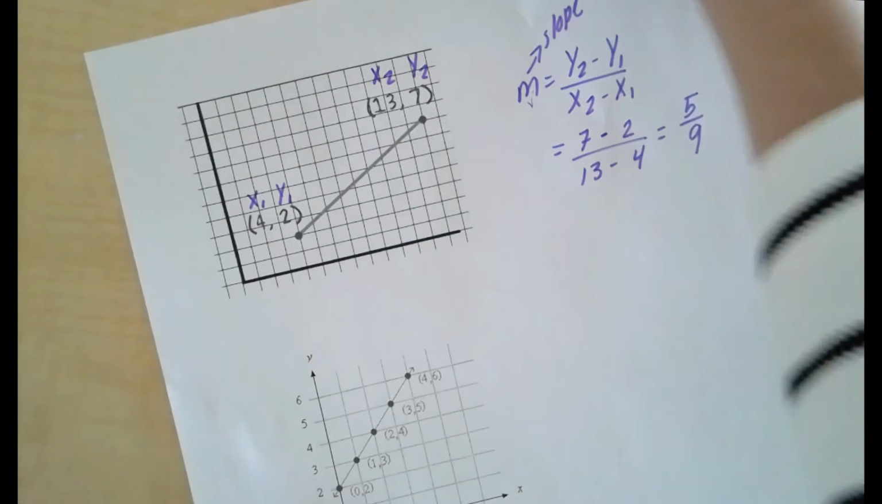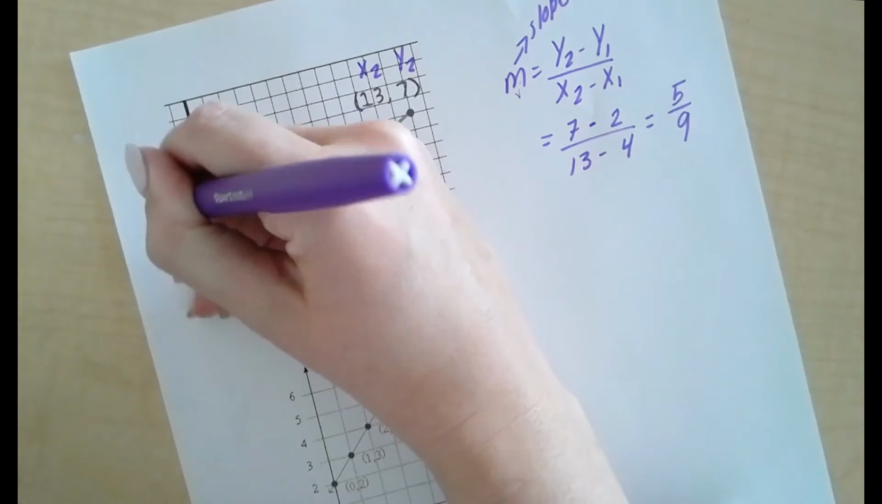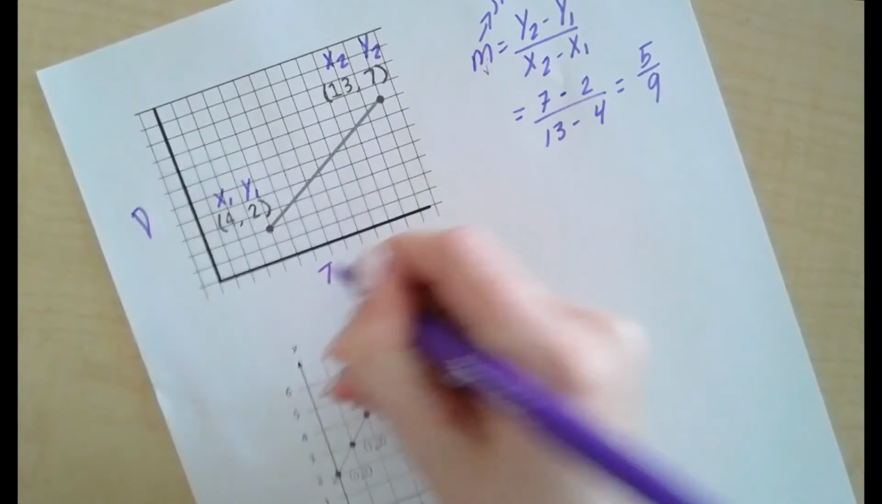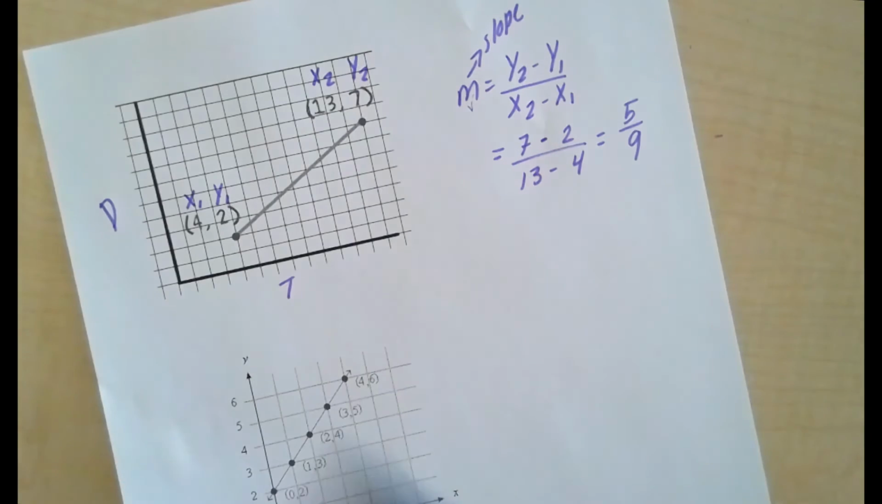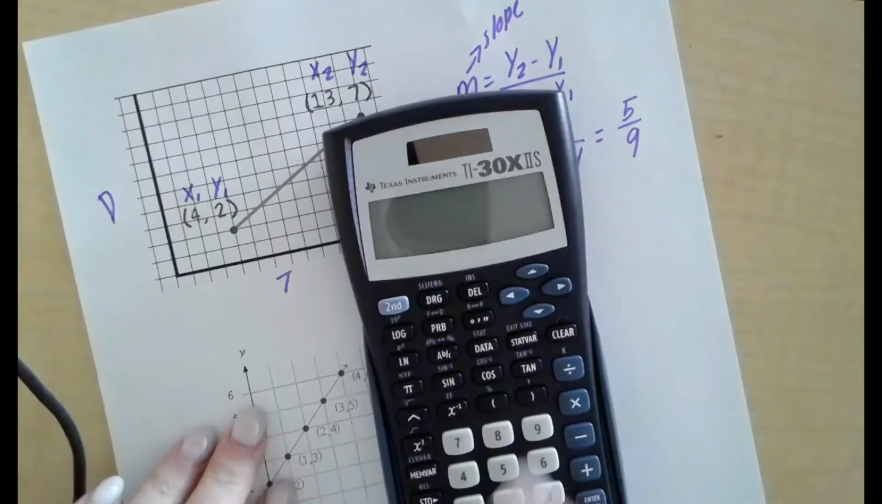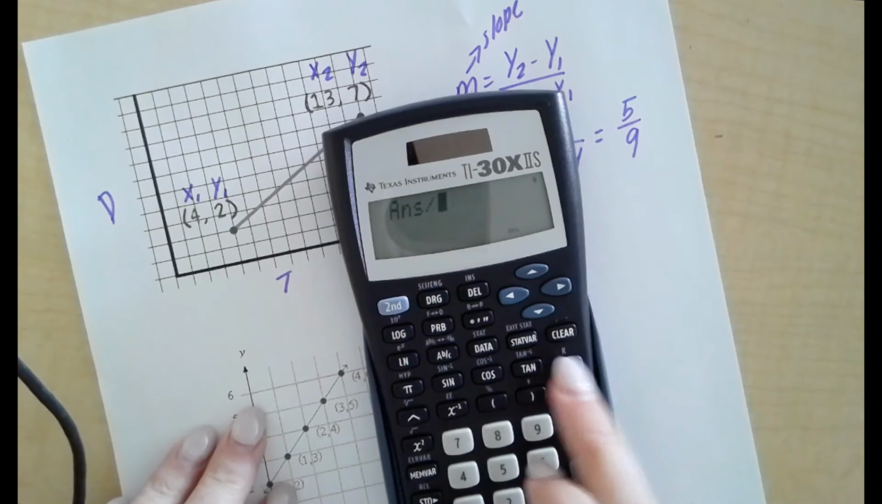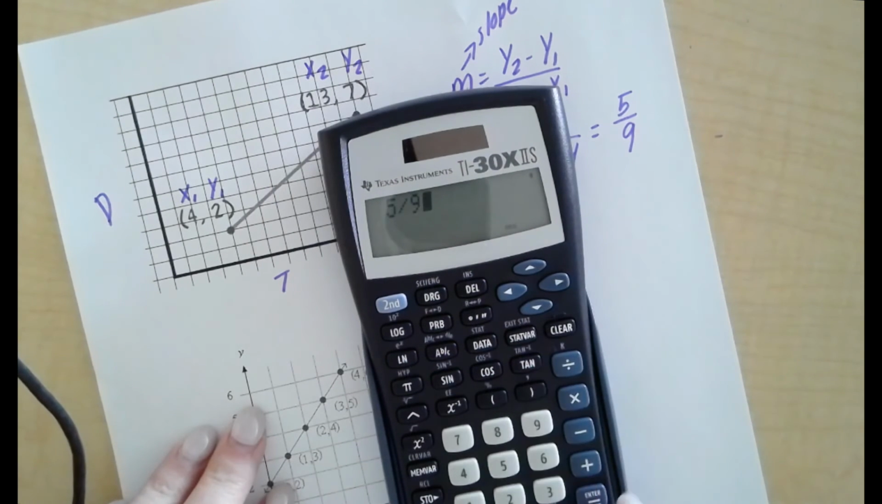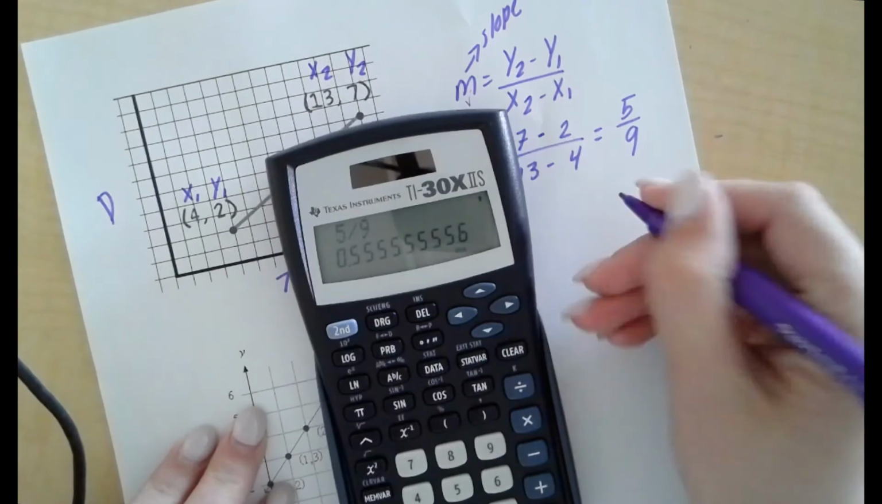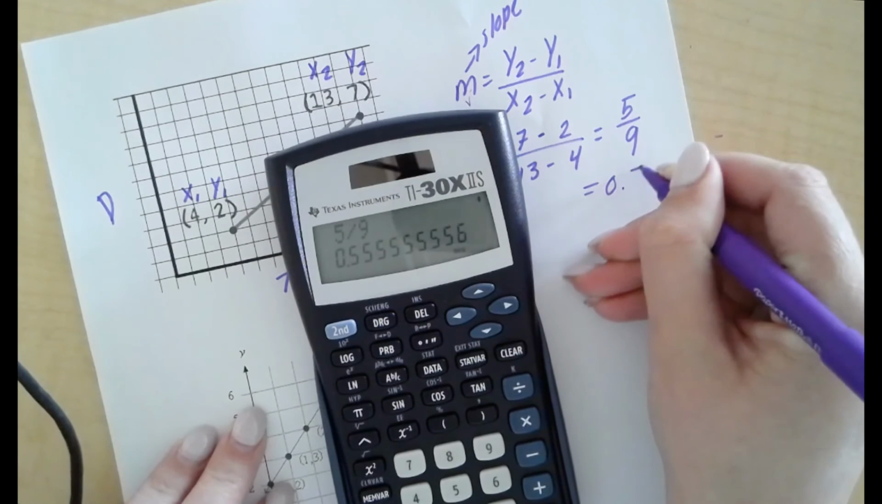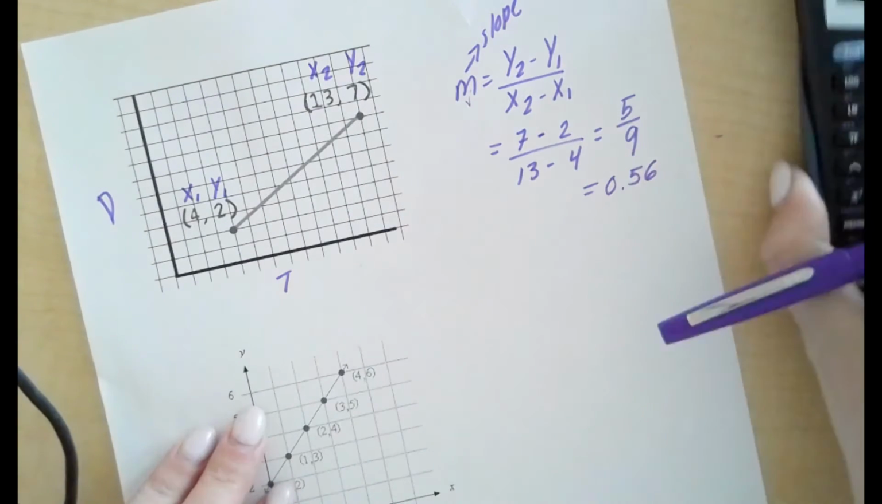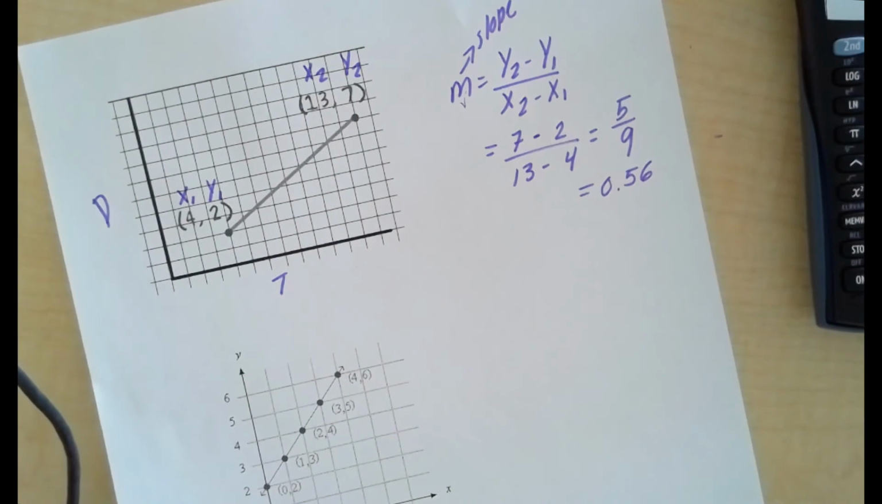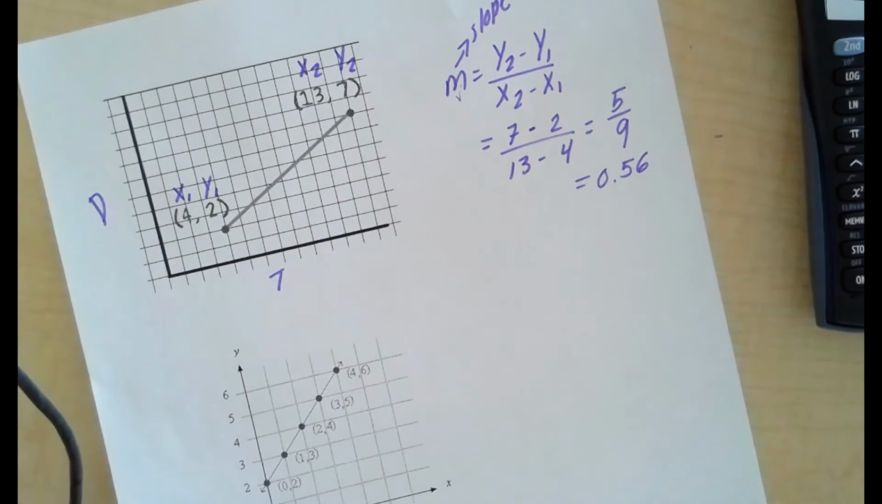So if this were a distance time graph, instead of listing your answer in fraction form, I would prefer if you simplify further. That way you just divide in your calculator 5 divided by 9, and you would get 0.56 as your slope. So technically either answer is acceptable, but when we are doing it for a distance time graph, I prefer if you have your answer in decimal form.